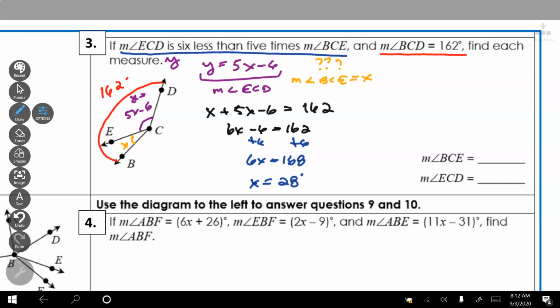But what did x stand for? x stood for the measure of angle BCE. So that's just 28. Now I have to go back and figure out the measure of ECD, which was my y value. So the measure of ECD is equal to 5 times 28 minus 6. I get a grand total of 134 degrees. And let's see, 28 plus 134 is equal to the big angle BCD of 162.